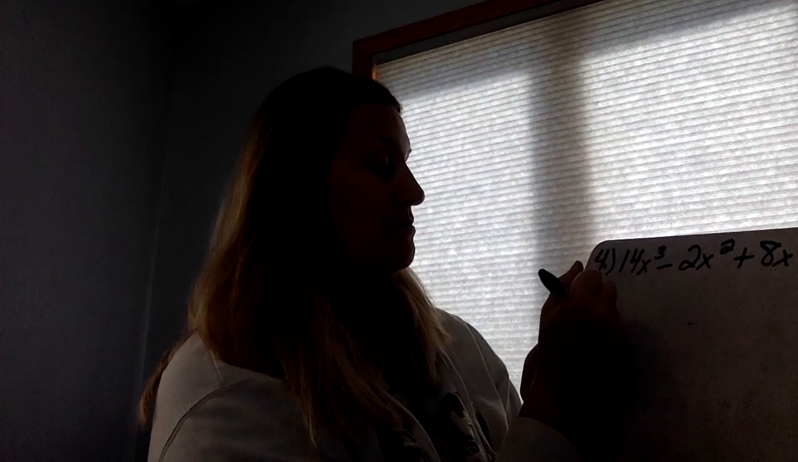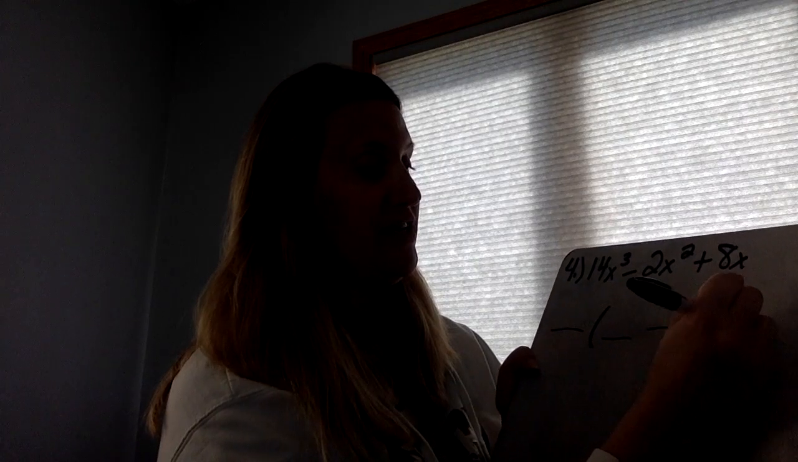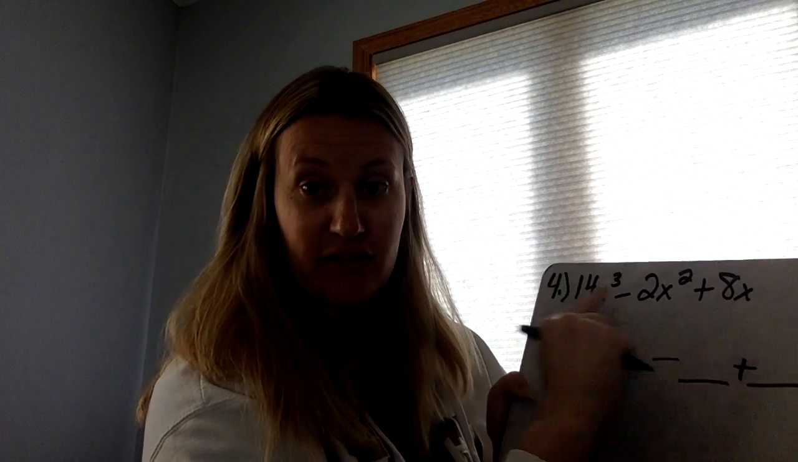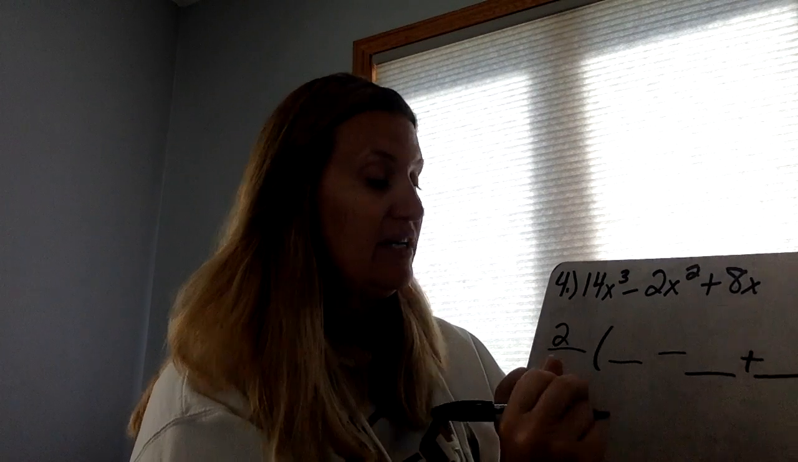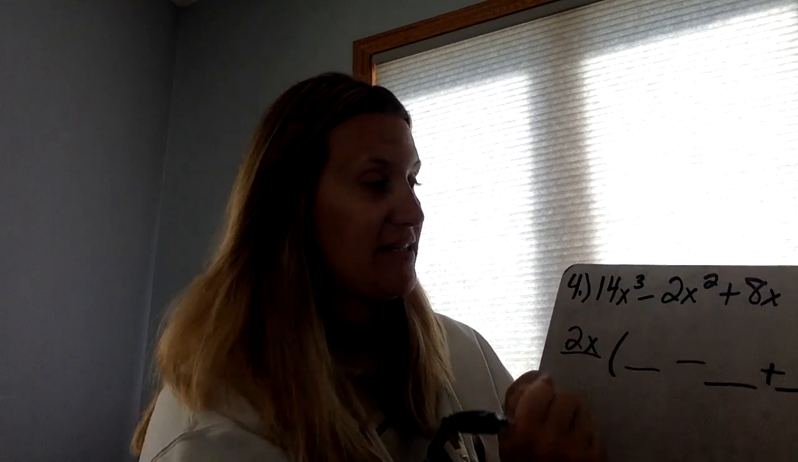Okay, number 4, again, is a 3-termer. That's a subtraction sign first, and then an addition sign second. Again, I look at the numbers. 14, 2, and 8, the greatest common factor is 2. Now I look at the variables. X to the third, x squared, and x. I can pull an x out.